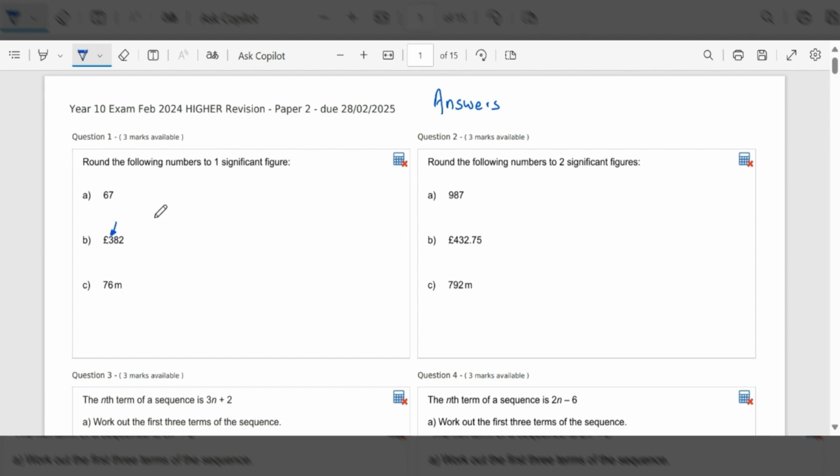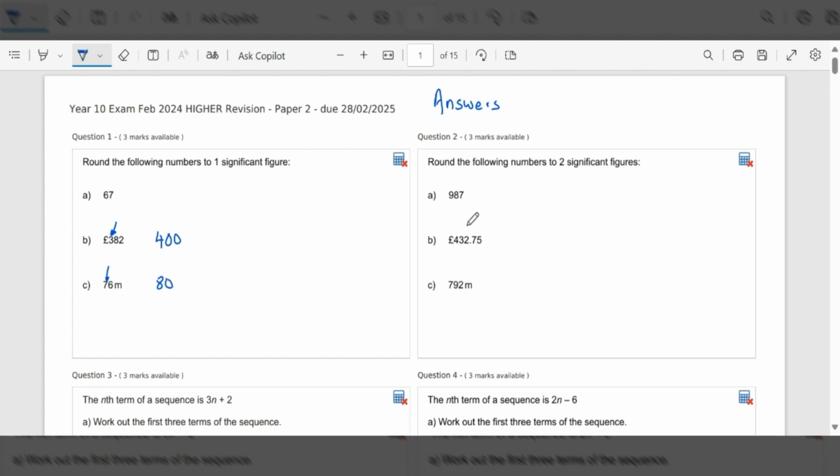So to round this to one significant figure, we need to look at the first digit. The first digit is 3. That 3 is in the hundreds column, so the value of that 3 is 300. So in this case, we need to round to the nearest 100, okay? So the nearest 100 here would be 400, whereas here, the first digit is in the tens column. It's 7 in the 70, all right? But because it's 76, it would round up to 80. So that's one significant figure.